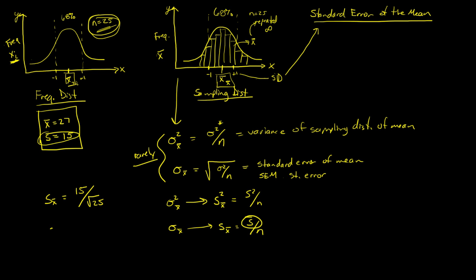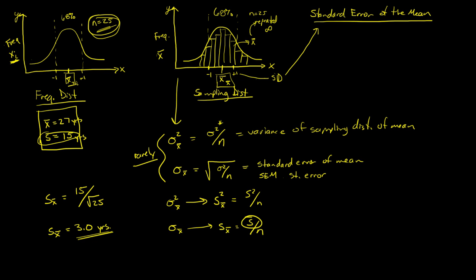And so the standard error of the mean is 3.0, and it still has units. So if this mean here is in years, this standard deviation here was in years, this is going to be in years as well. And so how do we interpret this?